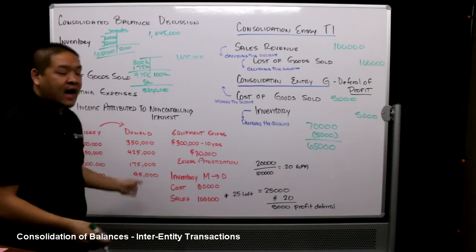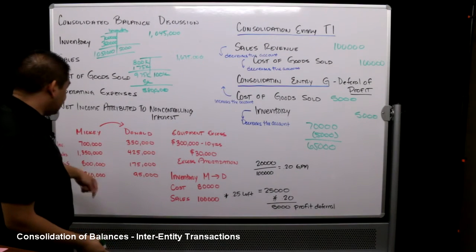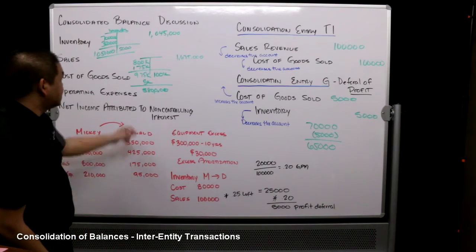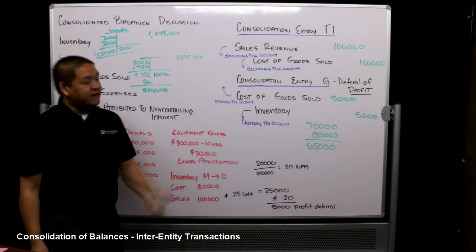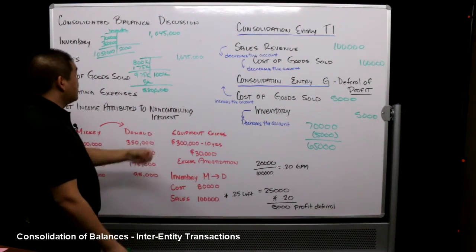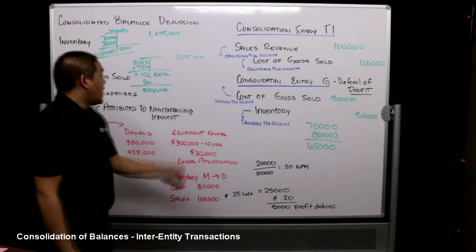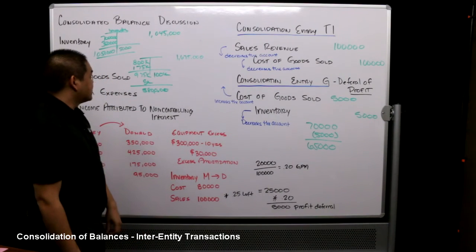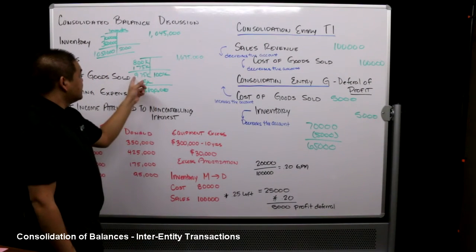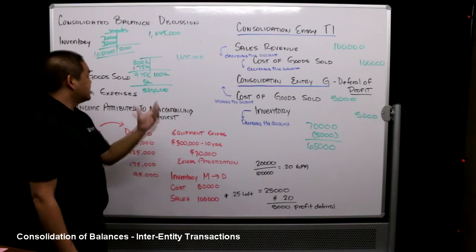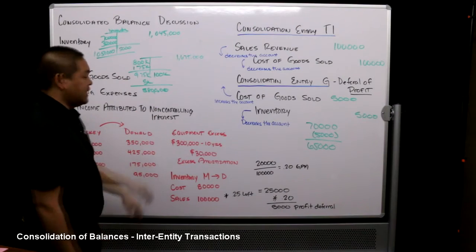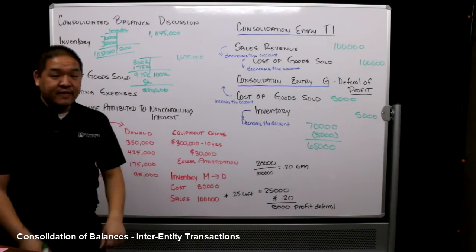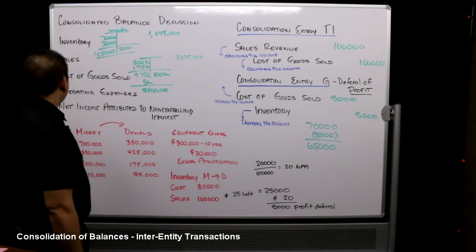How did we get there? We added our two cost of goods sold, $800,000 and $175,000. That gets us $975. We had a credit of $100,000. That brings it down to $875. And then we add back $5,000. Wait, did I say that right? So $975 minus $100,000 gets us $875, and then we add back $5,000 to get $880,000. So that's how we get to the consolidated balance for cost of goods sold.